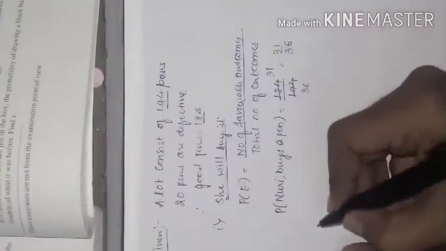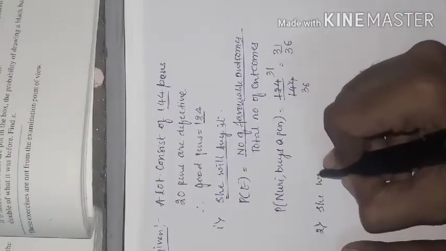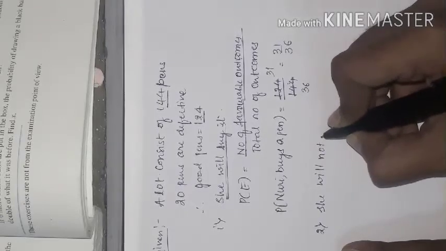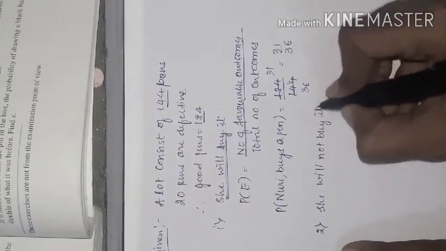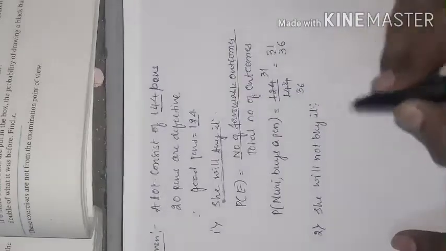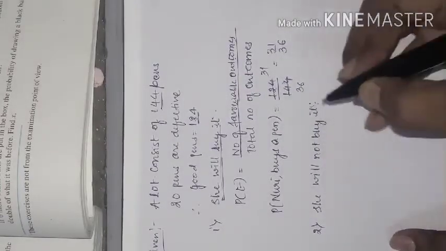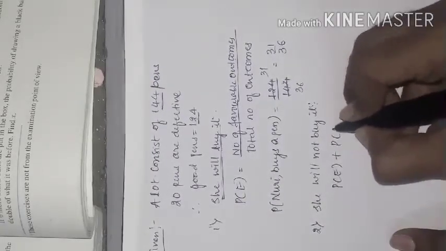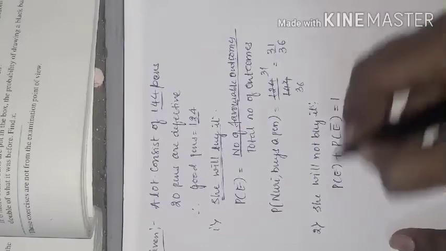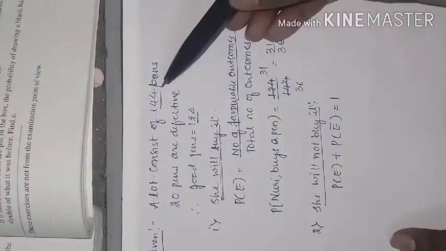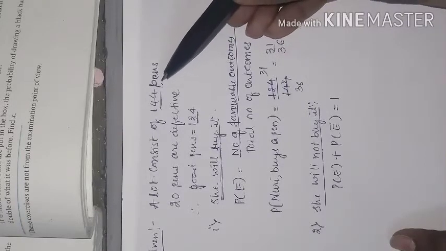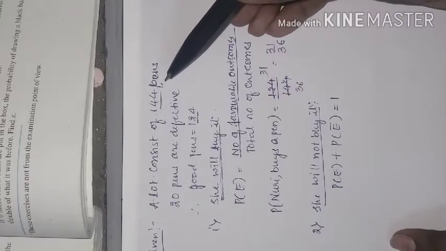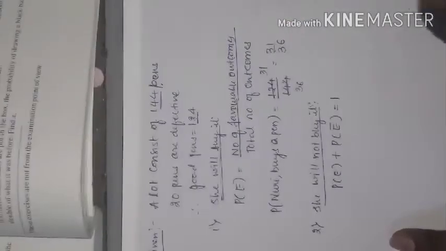Now we'll go for the second question: she will not buy it. Here we will use the relation that the probability of an event plus the probability of not the event is equal to 1. Why are we using this relation here? Because the total number of pens will remain the same. 144 pens only remain. No pens are withdrawn for the second question.